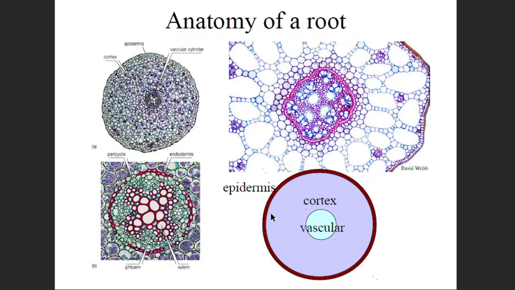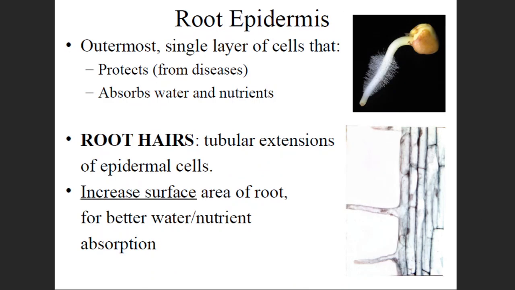Anatomy of the root: here we can see the outermost layer is the epidermis, this brown colored structure. Next is the vascular structure, which is at the very center, while the major part of this is occupied by the cortex, which is made up of ground tissues. Root epidermis, the outermost layer, is a single layer of cells that protects it from pathogens and other components. It absorbs water and nutrients.